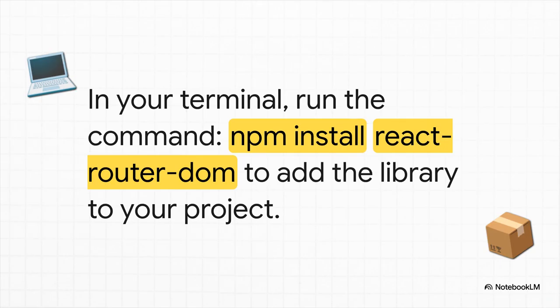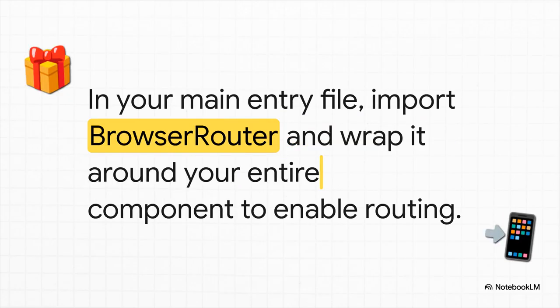First things first, pop open your terminal inside your project folder and just run this command: npm install react-router-dom. That's it. This will download and add all the tools we just talked about to your project. All right, step 2, we need to flip the main power switch. So you'll go into your project's main entry file, that's usually index.js or main.jsx. You import BrowserRouter from the library, and you just wrap it around your main App component. Done. Now your entire application knows how to handle routing.